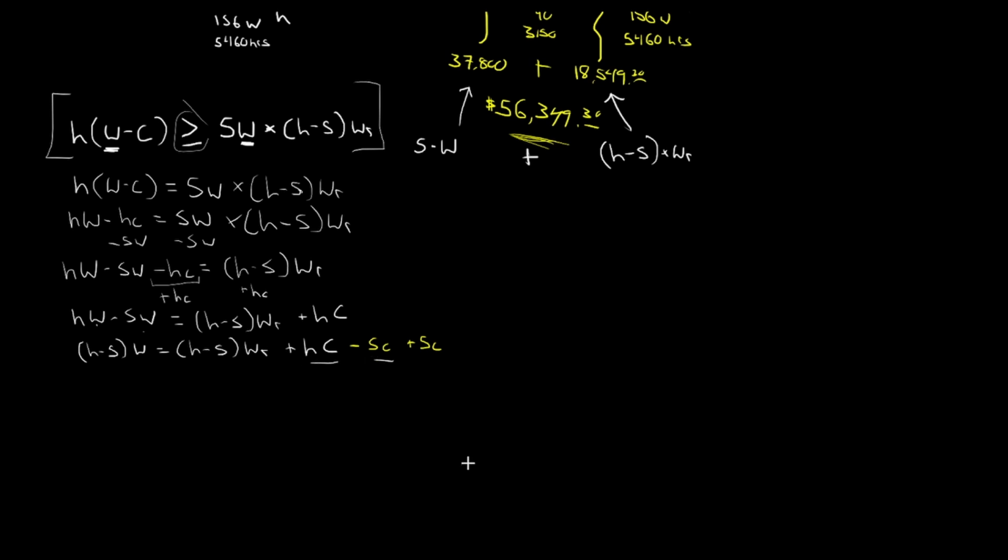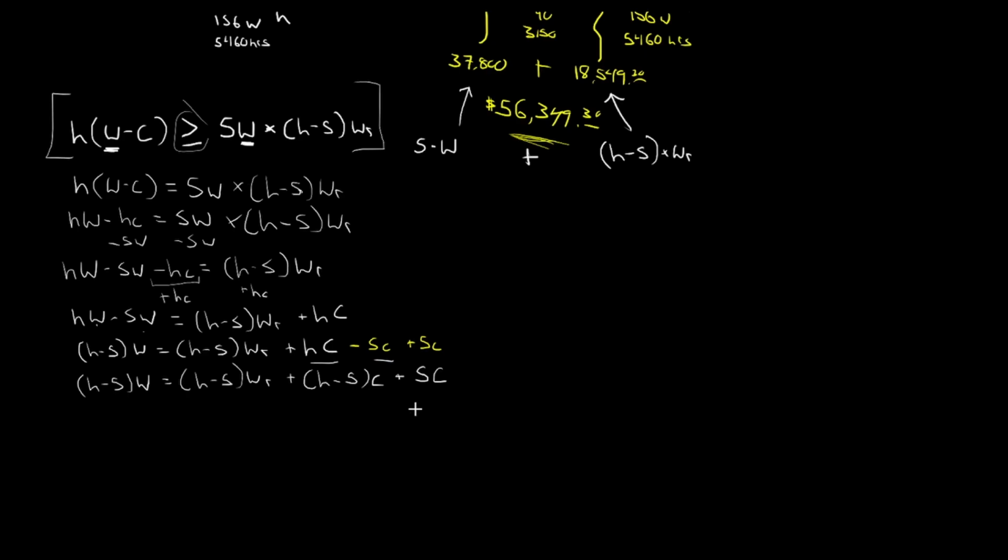Because C is common to both of those, so I could factor that C out, and I have H minus S again. So that would give me H minus S times our wage equals H minus S times our reservation wage plus H minus S times our cost plus the amount of time we shirk times our cost.